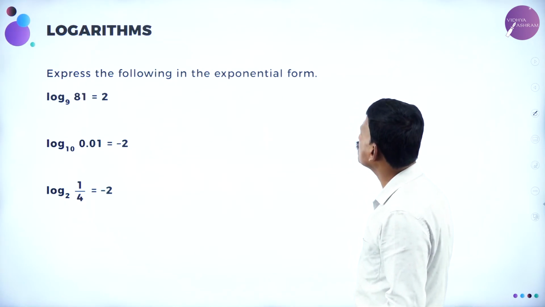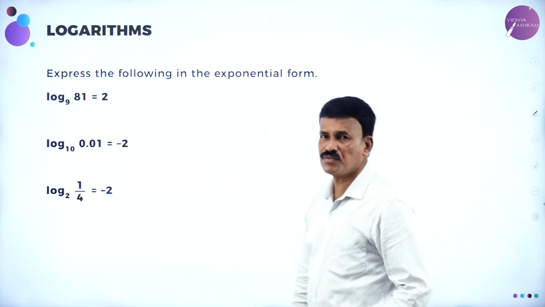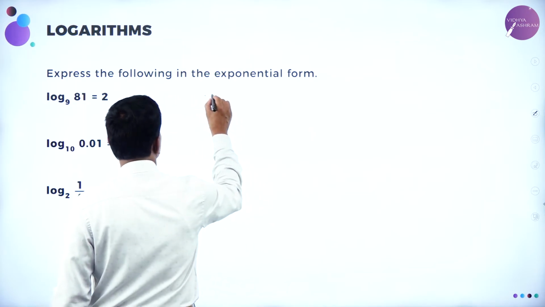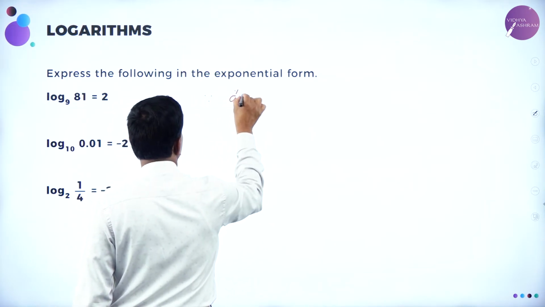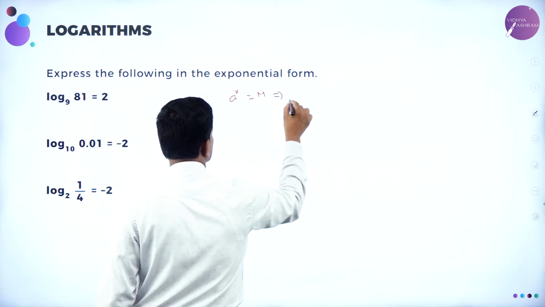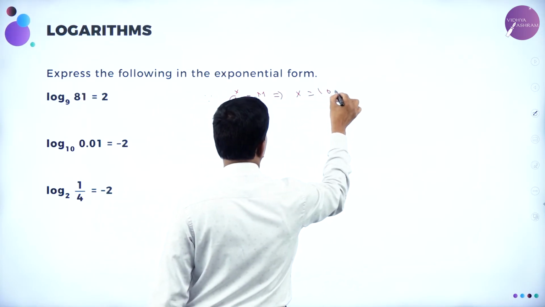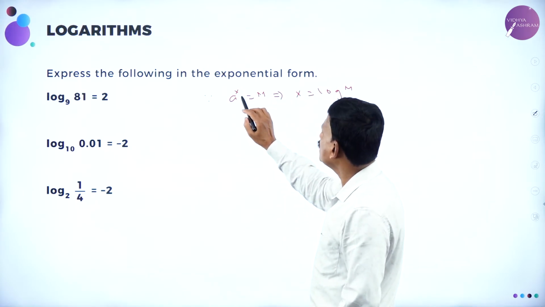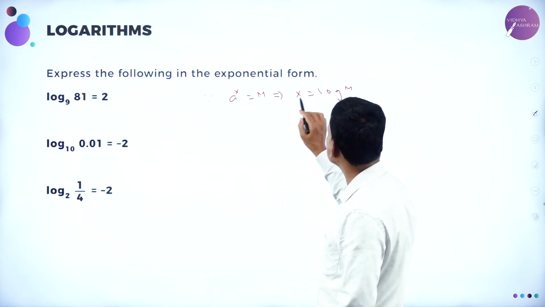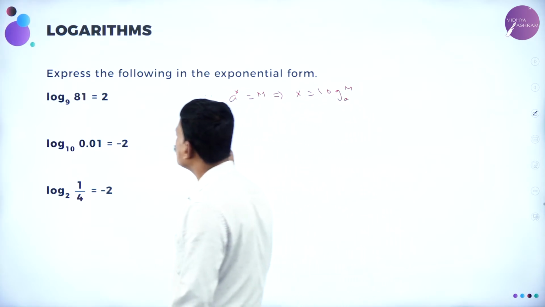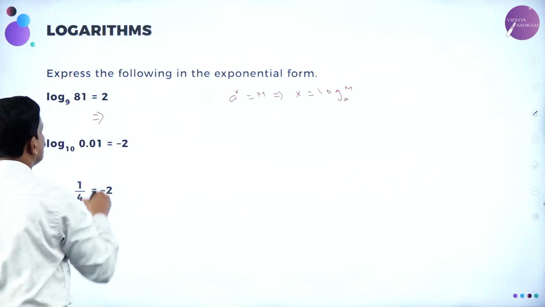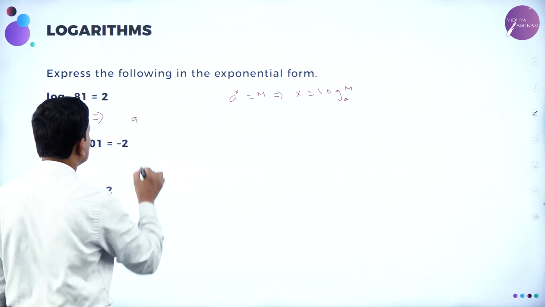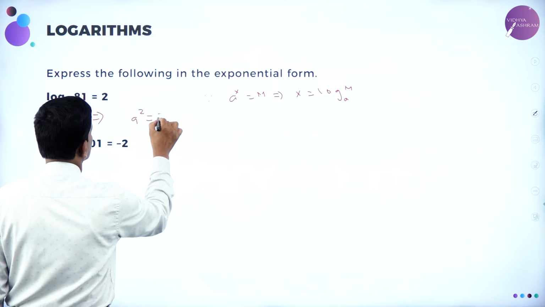Express the following in the exponential form. Here the logarithmic forms are given, and we have to express them in exponential form. Since you know the exponential form, a to the power of x is equal to m means x is equal to logarithm of m to base a. The base will remain the same. So what is the base here? Here the base is 9, and 9 remains the same. 9 to the power of 2 is equal to 81.